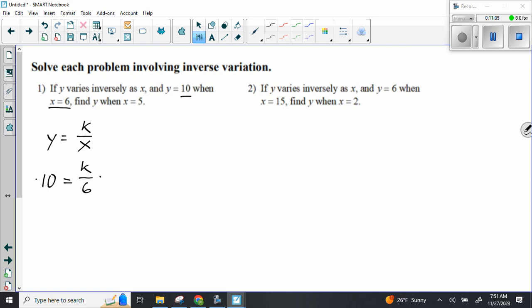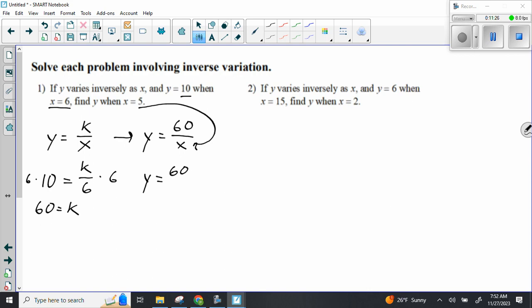So we multiply both sides by 6 to get that thing out of our denominator, and we get that 60 is what k is. So now I have a new equation. I have y equals 60 over x. And now I can figure out what the value is for x equals 5, y equals 60 over 5, which means that y is 12. Much more straightforward than the previous. Kind of explore the relationship a little bit.